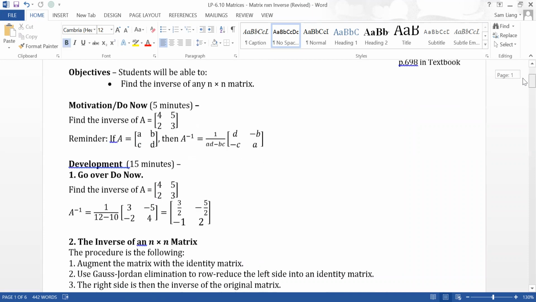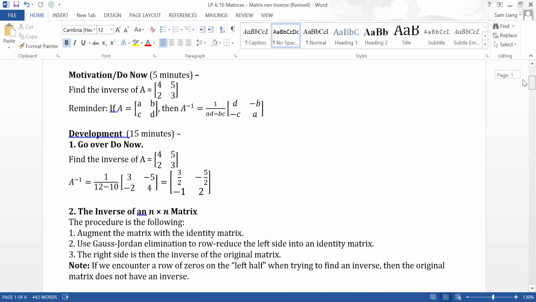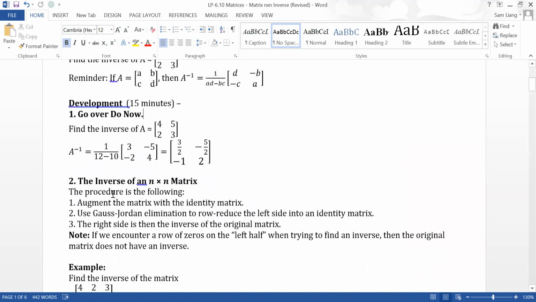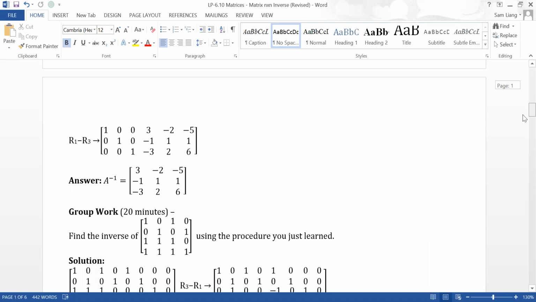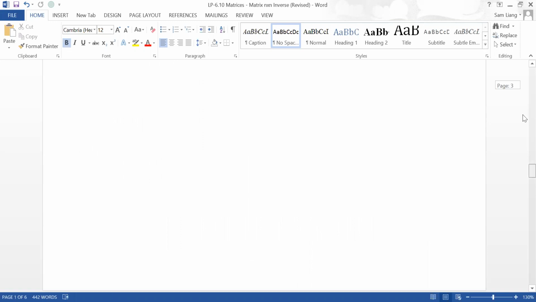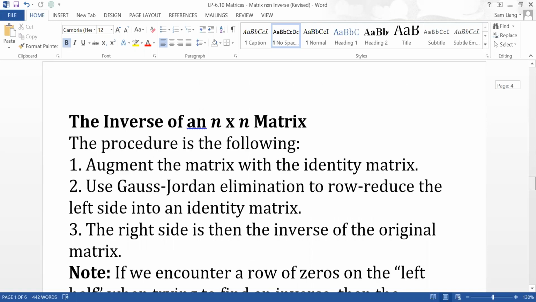So let me just give you an overview of the rest of the lesson. We're first going to talk about the procedure, the inverse of an n by n matrix. And as you'll see, we're going to use Gauss-Jordan elimination. That's going to be followed up with this example here, and then just a practice question. Okay, so here's a slide for that.